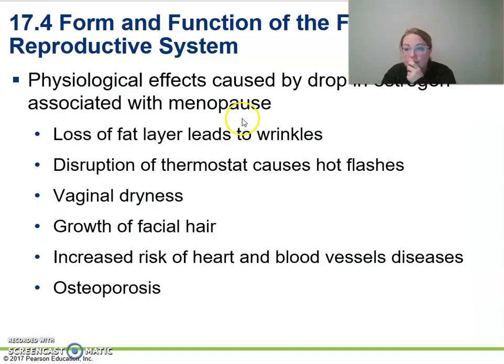Okay, so let's look at what happens if you have less estrogen when you go through menopause. So big things here. Less fat, wrinkles, hot flashes, it'll change the pyrogens, the hypothalamus, vaginal dryness, growth of facial hair, increased risk of heart and blood vessel diseases, and then osteoporosis. So if you remember, estrogen helps those osteoblasts build bone. So without it, the bone won't get as thick. Females will have to either take supplements or do some like weightlifting to increase their bone density.